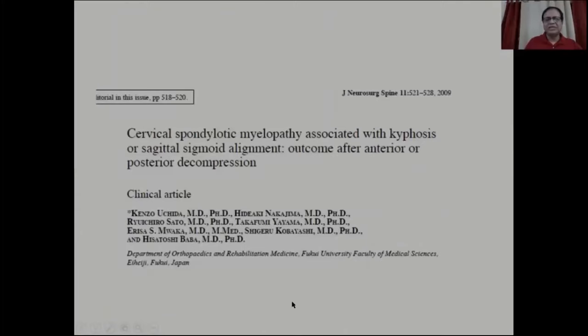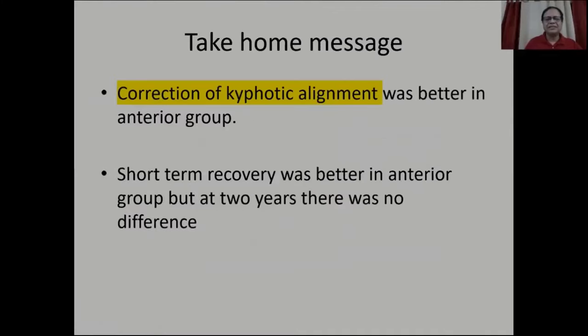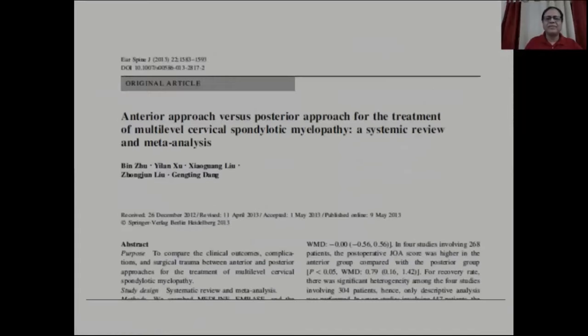This paper came in 2009, and then they analyzed, and what they concluded was that the correction of kyphotic alignment was better in the anterior group, and the short-term recovery was better in the anterior, but at the end of 2 years, there was no significant difference as the correction doesn't persist. This paper came in 2013, a meta-analysis of anterior versus posterior approach for multiple level cervical spondylotic myelopathy.